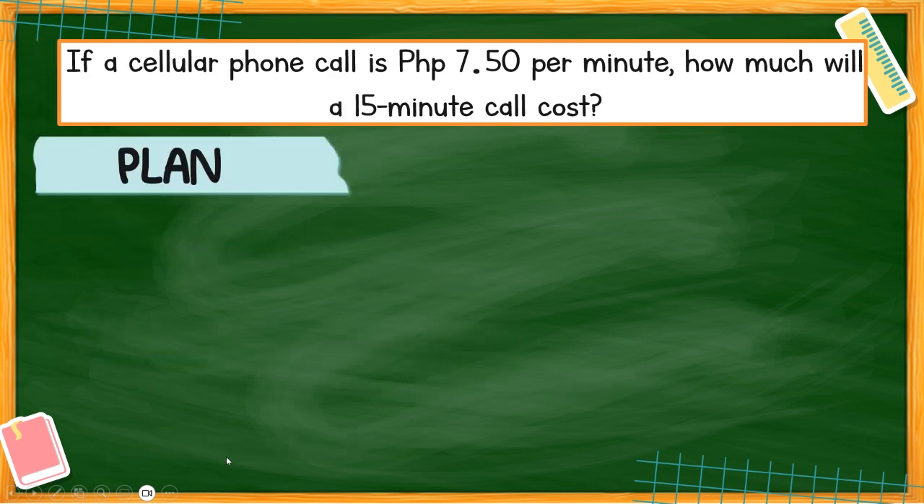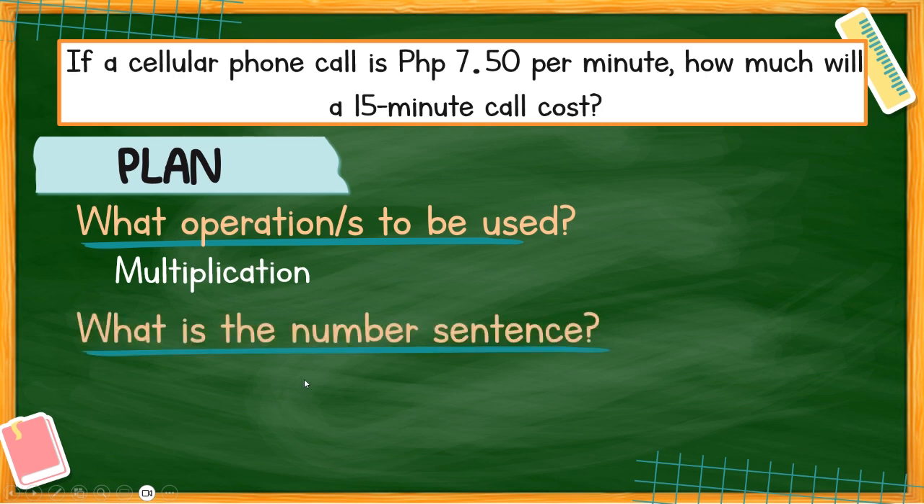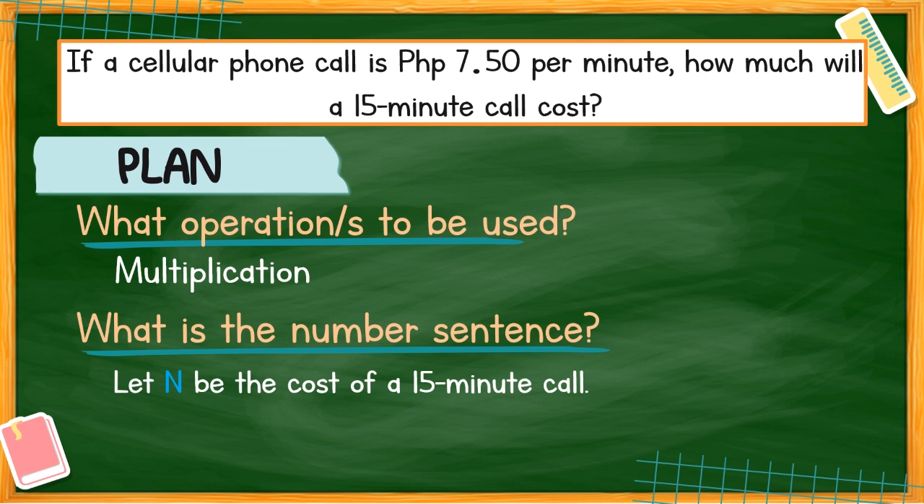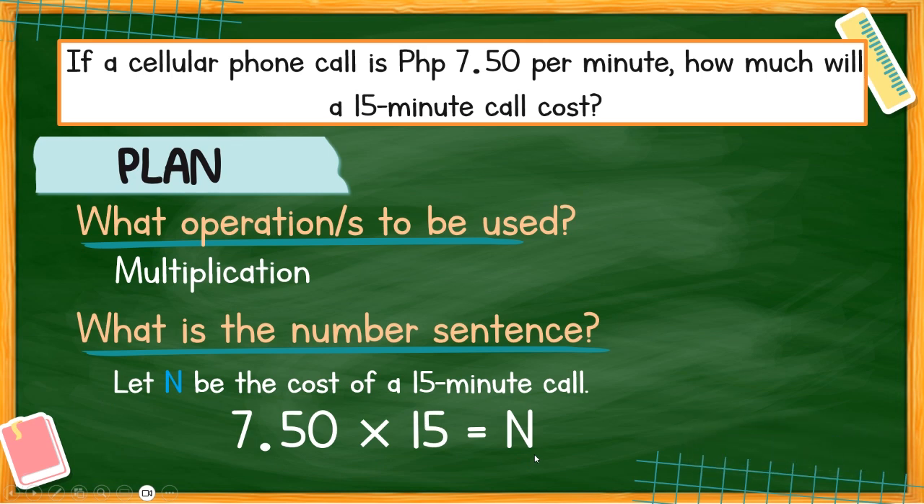Now, let's plan the problem. What should be the operation to be used? Correct. The operation to be used is multiplication. And then, what is the number sentence? What should be the correct number sentence? So let n be the cost of 15 minutes call. So therefore, we have 7 and 50 hundredths times 15 is equal to n.